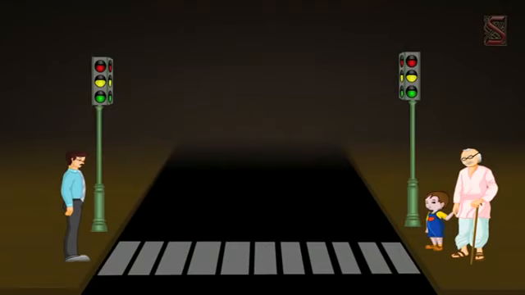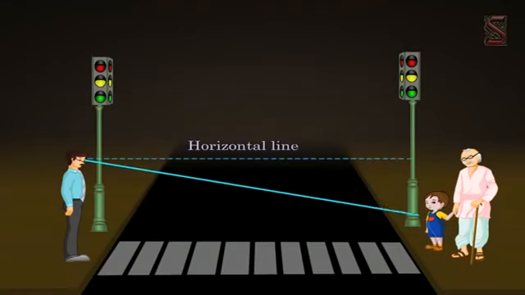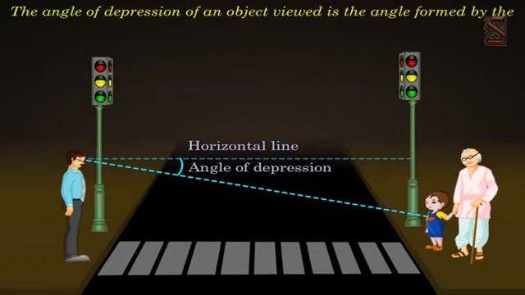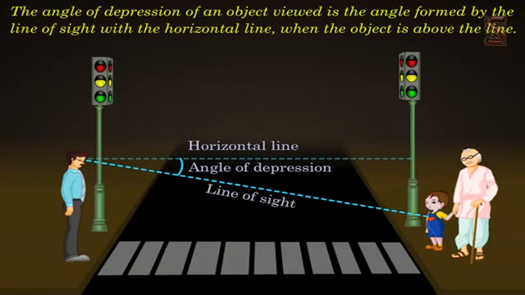If an object is below the horizontal line from the eye, we have to lower our head to view the object. In this process, our eyes move through an angle. This angle is called the angle of depression. The angle of depression of an object viewed is the angle formed by the line of sight with the horizontal line when the object is below the horizontal line.